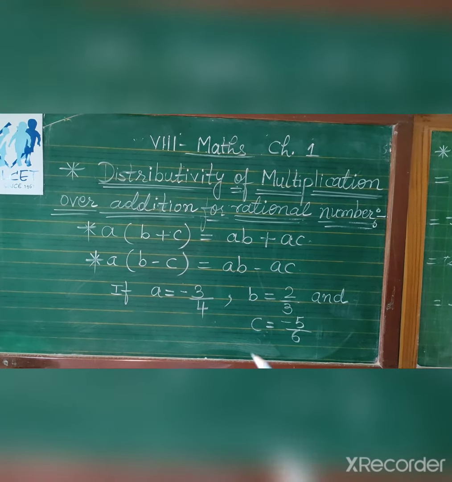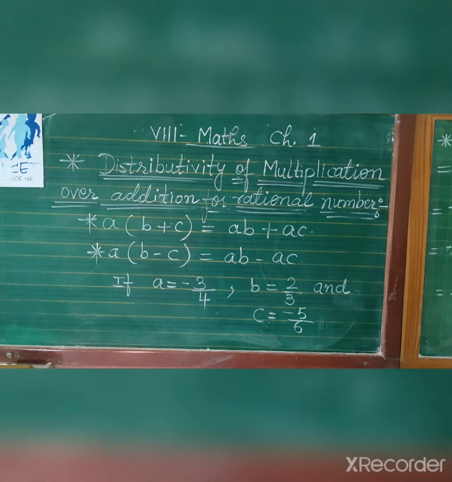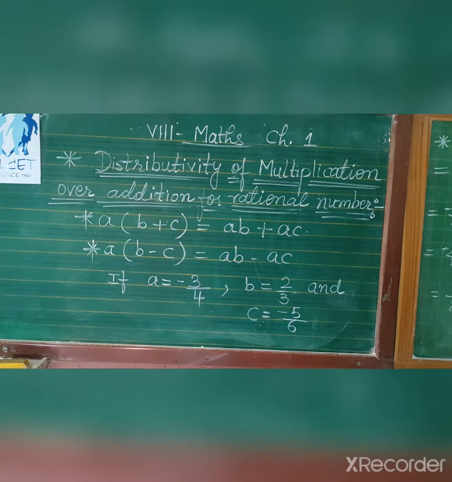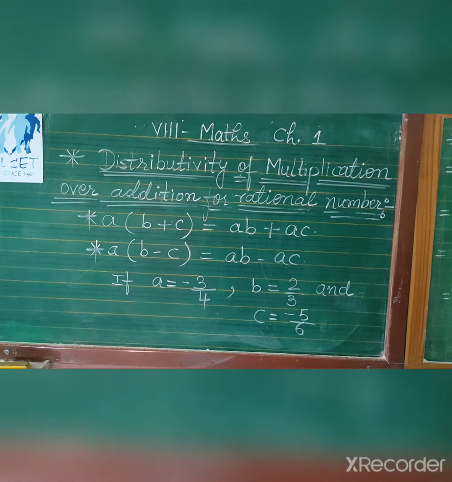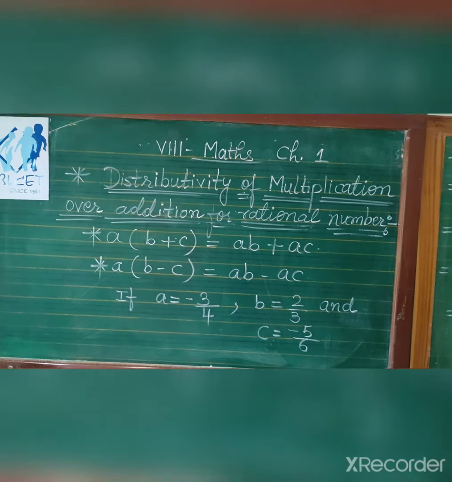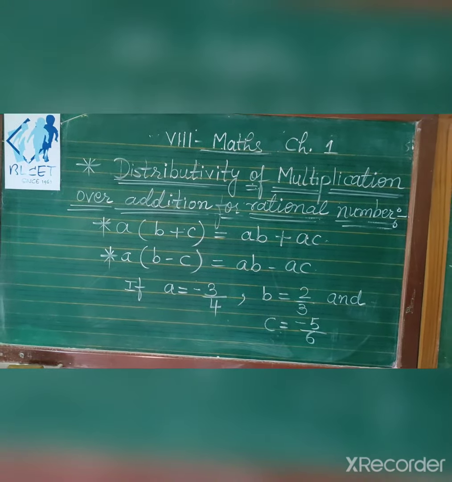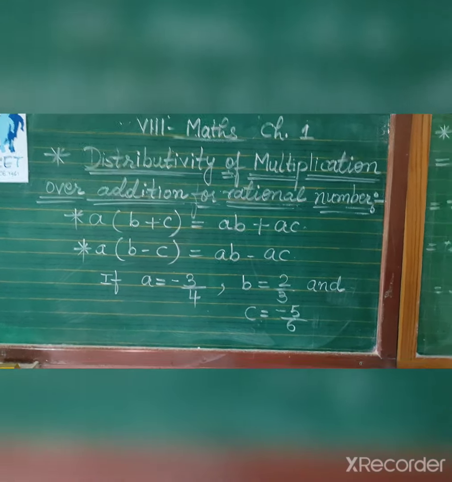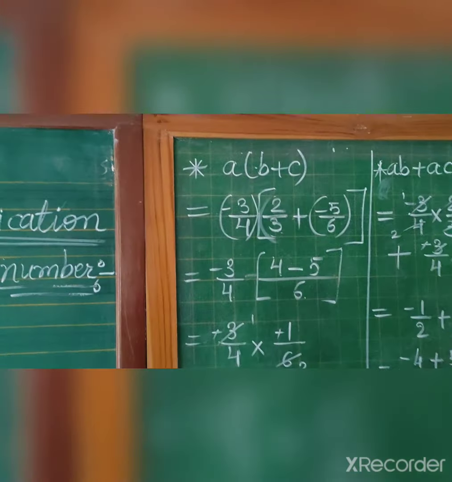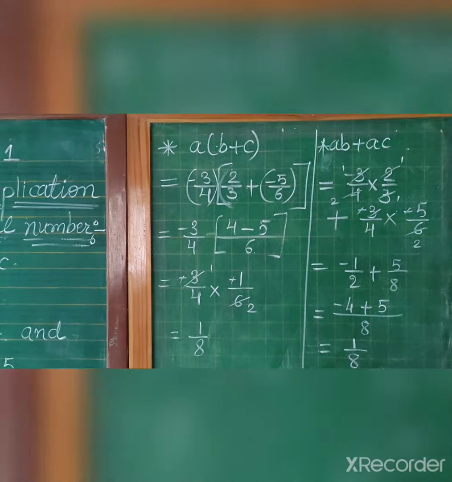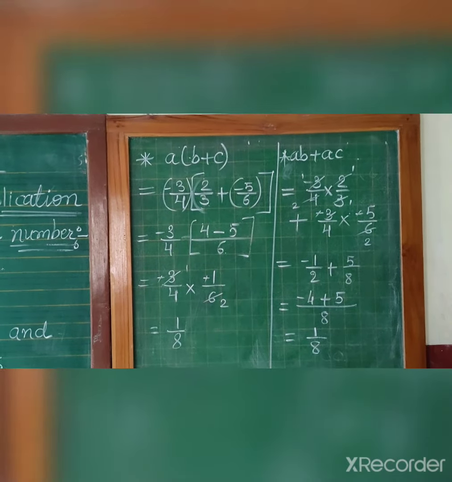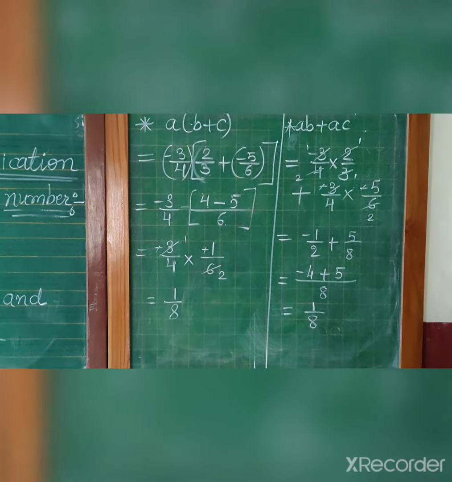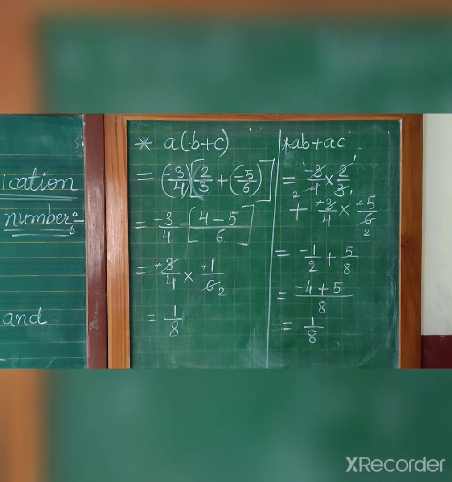Now first rational number, in place of a we are taking minus 3 upon 4, and b is 2 upon 3 and c is minus 5 upon 6. So LHS side, a in the bracket b plus c. So minus 3 upon 4 and in the bracket 2 upon 3 plus in the bracket minus 5 upon 6. Now minus 3 upon 4 as it is.